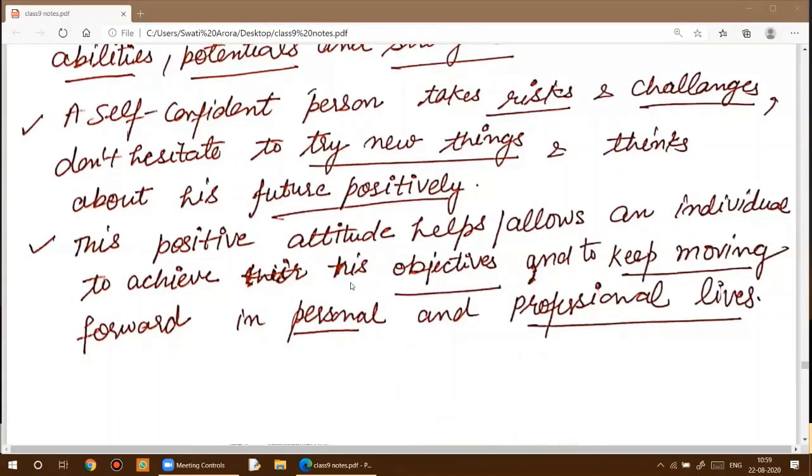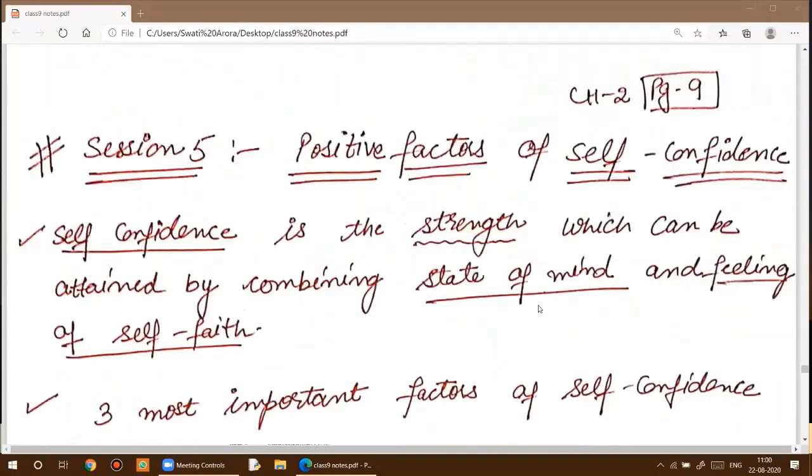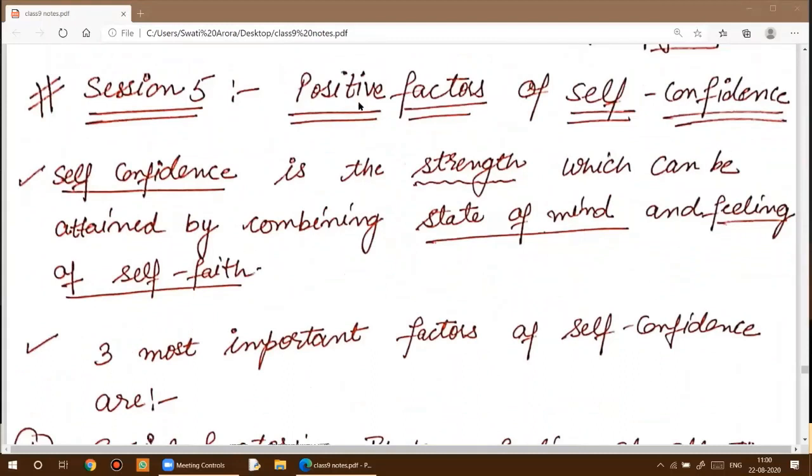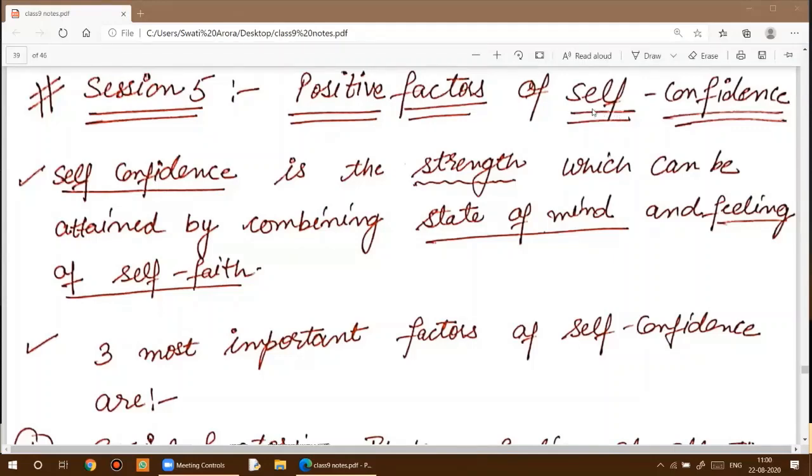If you are exploring new things and still you are happy, then definitely you will be able to achieve your goals very easily and quickly, and we can say you will be able to maintain the personal and professional balance also. Okay, now the next topic is positive factors of self-confidence. What effects will you feel once you have attained self-confidence?